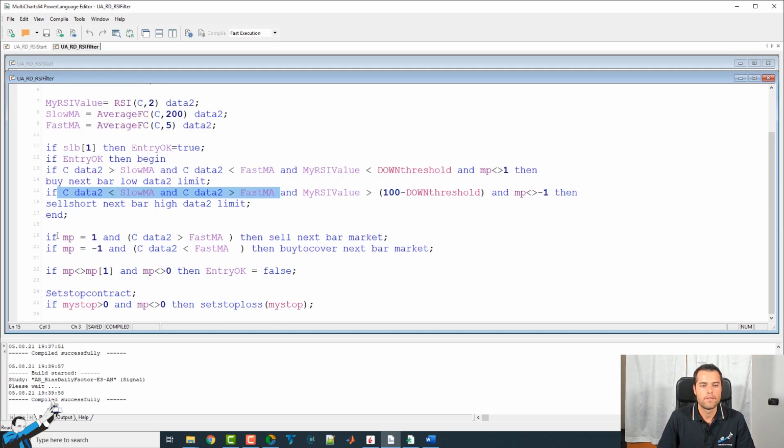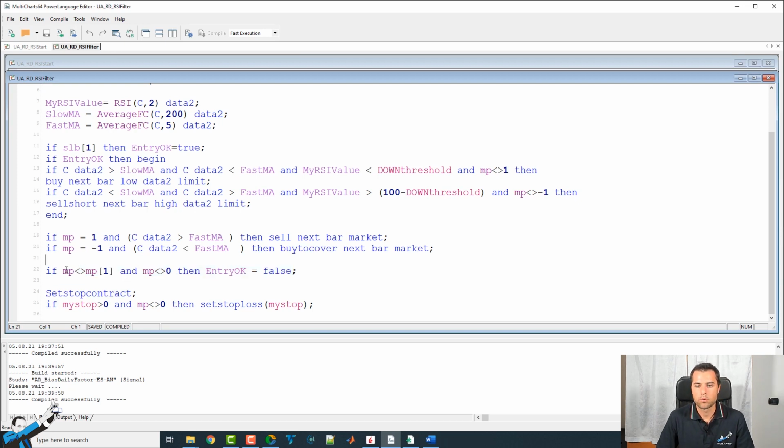We will then have an exit condition. If the market position is actually long and the close of data 2, so the close of the daily bar, exceeds the fast moving average, then we will sell next bar at market. If, on the other hand, we are short and the close is below the fast moving average, we will buy next bar at market.